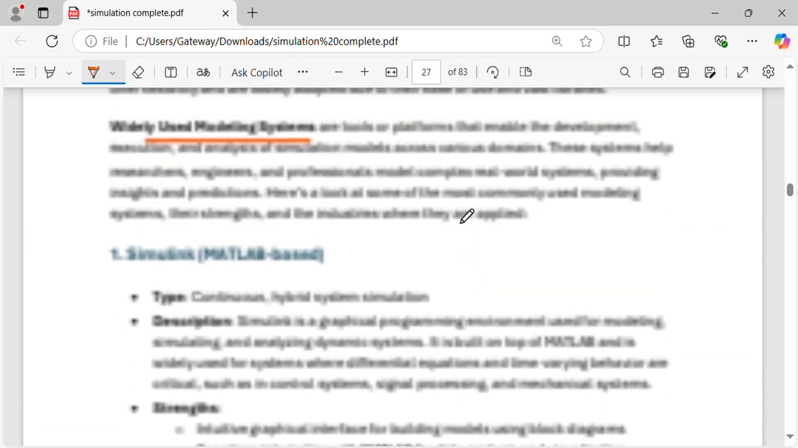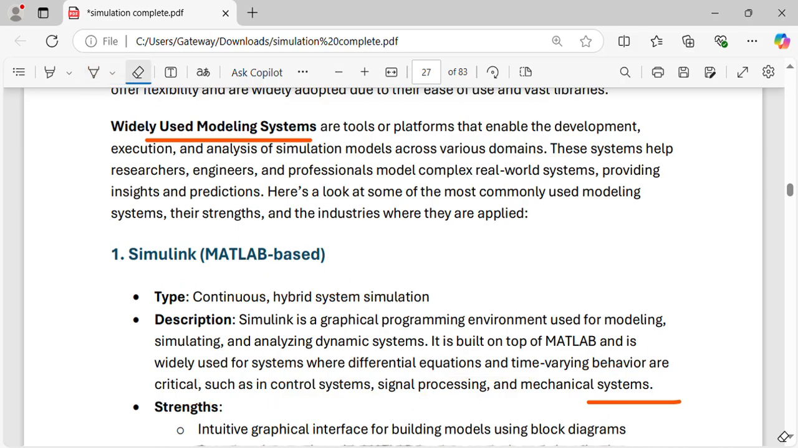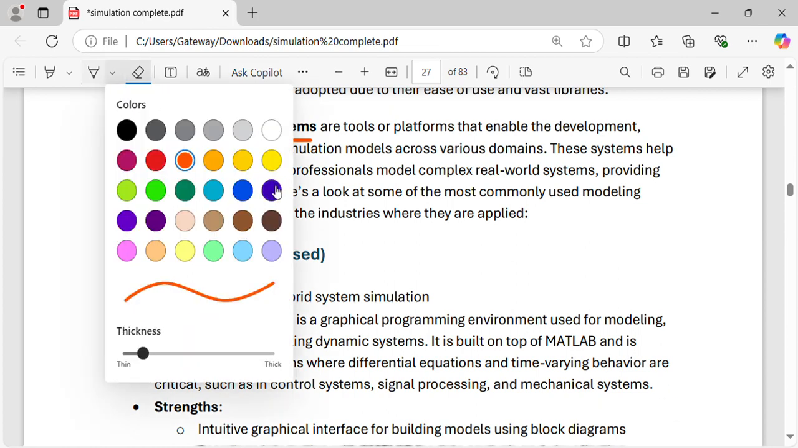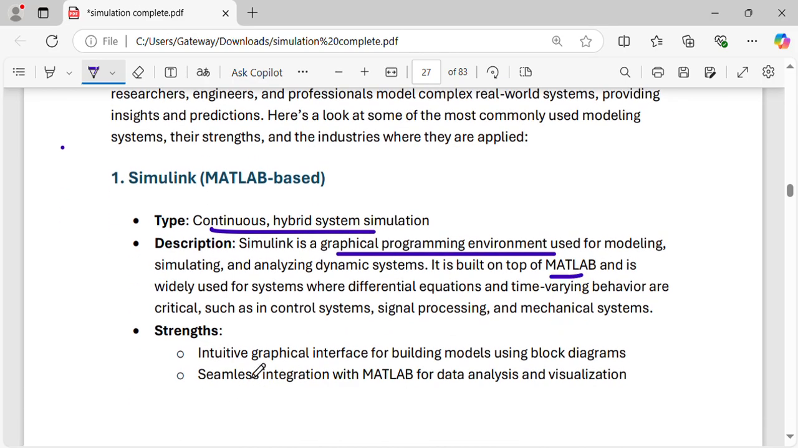Okay, so we just need to learn about what a simulator is. We don't really need to learn about all of these things; we can just write them down. We just need to think of it as continuous. Simulink is a graphical language environment. It is built on MATLAB, and it gives a graphical interface.